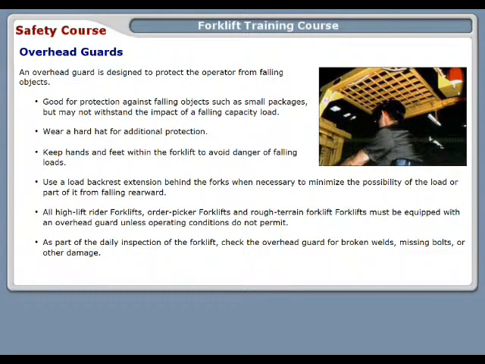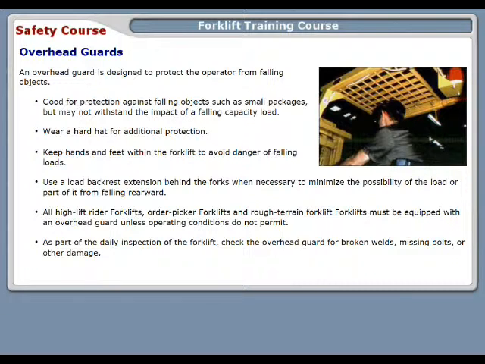Overhead guards are a very important safety feature. The overhead guard protects you, the operator, from large falling objects. They're good for protection against falling objects such as small packages, but may not withstand the impact of a falling capacity load. Always wear a hard hat for additional protection. Keep hands and feet within the forklift to avoid danger of falling loads.